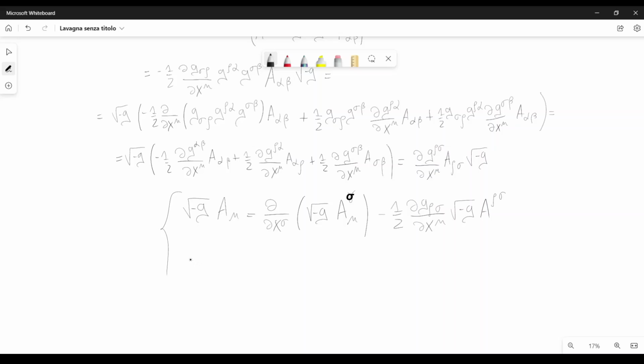Alternatively, this can also be written in this fashion, because if you remember, we have just obtained another expression for this last term: square root of minus g times a mu equal to derivative with respect to x sigma of square root of minus g a sigma mu plus 1/2 derivative of g rho sigma with upper indices with respect to x mu times square root of minus g times a rho sigma with lower indices.